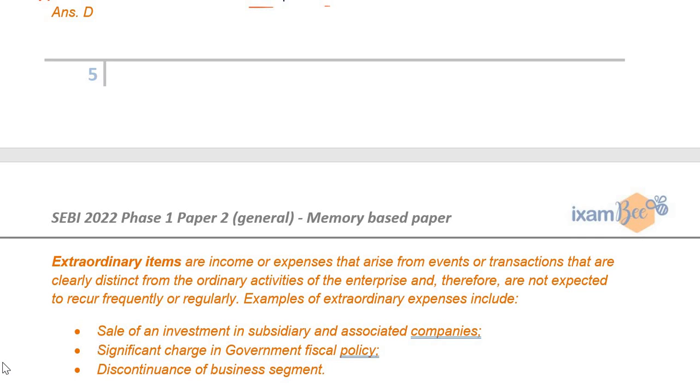So that is considered as an exceptional item, while sale of an investment in a subsidiary is considered as an extraordinary item. Even a sale of a long-term investment will be considered as an exceptional item. So here the key word is basically investment in subsidiary and associated company. Okay.